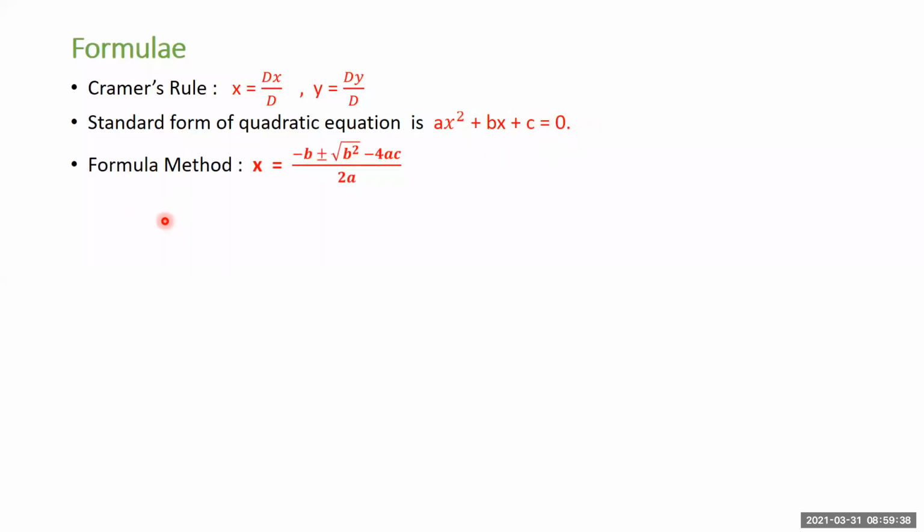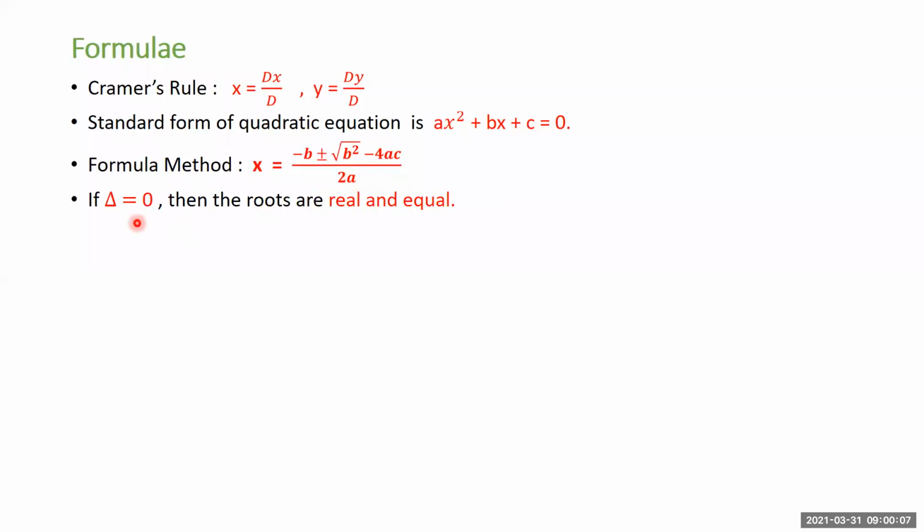Then the third formula is the formula method in quadratic equations. So x equals, where x depends on the variable. If m comes, then m will come over here, and if y, then y will come here. It depends on the variable. For the x variable I have taken x equals minus b plus or minus square root of b squared minus 4ac, the whole upon 2a.